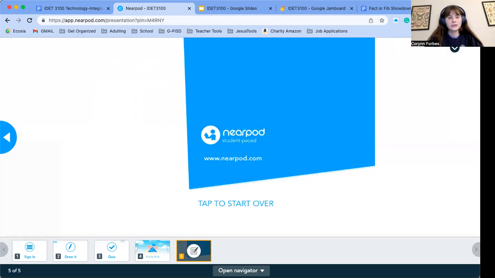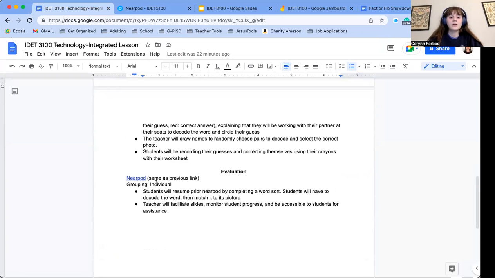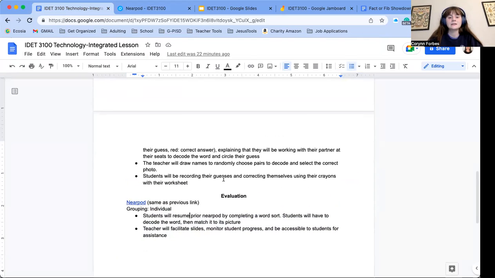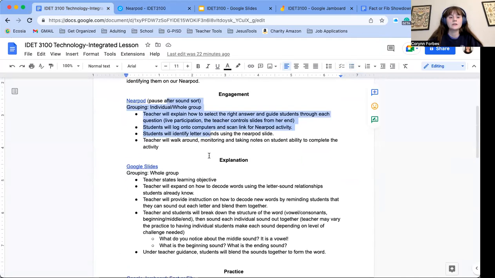Obviously, there's 5 questions there. I just answered one. But this would document student answers not only on the evaluation, so kind of like an exit ticket, but also an entry ticket here in the engagement portion. So the teacher is getting a lot of information on where students are at.